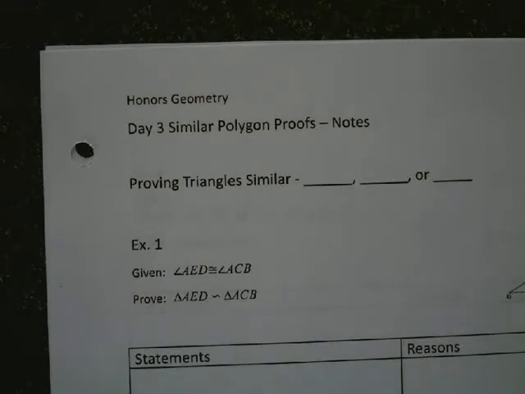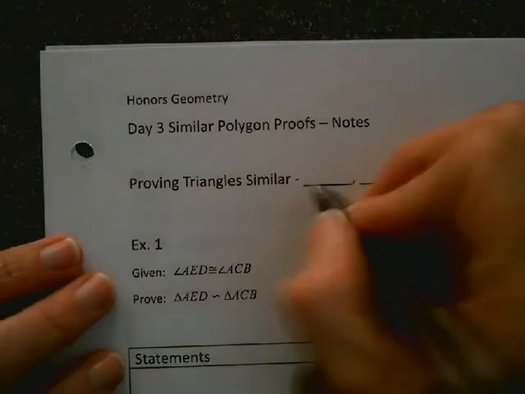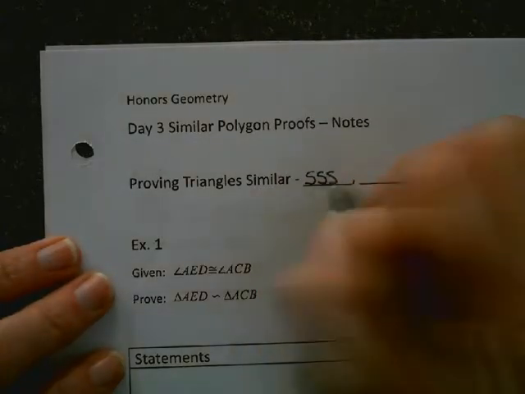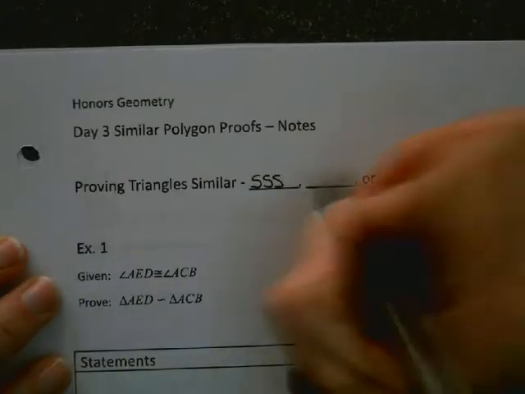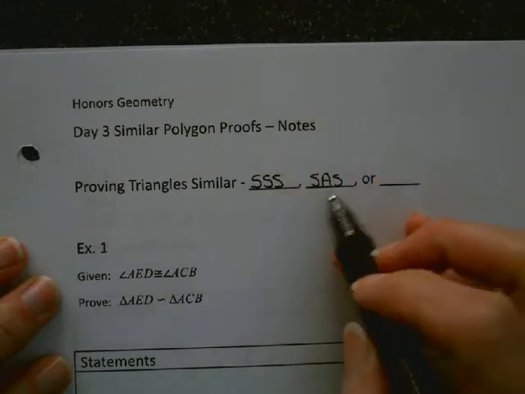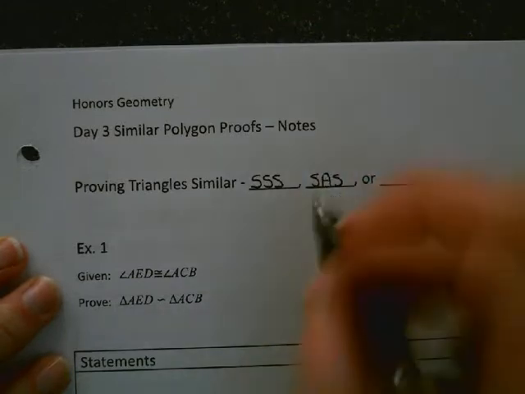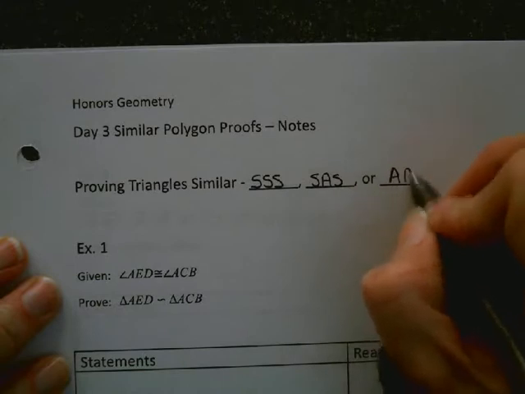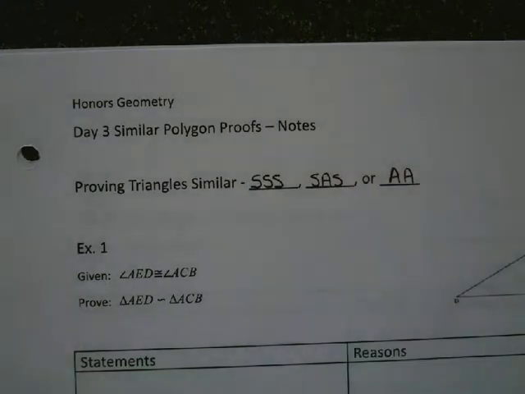This is day 3, similar polygon proofs. So we've talked about how to prove triangles similar. There are 3 ways to do that. If you remember, we have side, side, side similarity, meaning all sides are in proportion. We have side, angle, side, with 2 sides in proportion, and the angle is congruent in between those. And then we just have angle, angle, where you have at least 2 angles congruent.